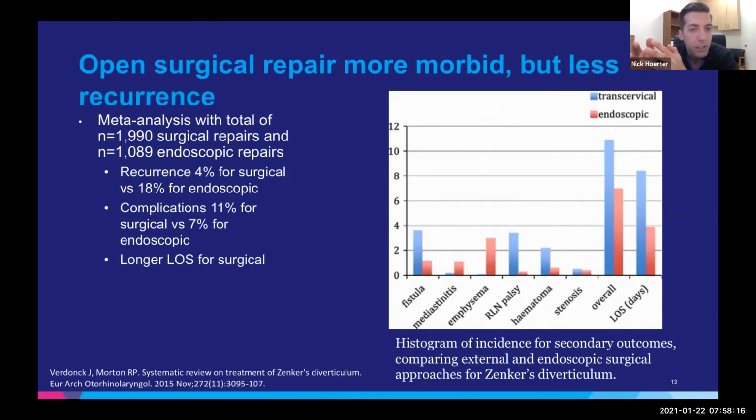There are some trials comparing open surgical repair to endoscopic repair, although most of the trials are done in the surgery literature and they compare surgical repair to rigid endoscopy. The main take-home point is that surgical repair has lower recurrence, although it's more morbid. And you can see some of the potential complications, including fistulas, recurrent laryngeal nerve palsies, bleeding, and also a longer length of stay, which you might expect.